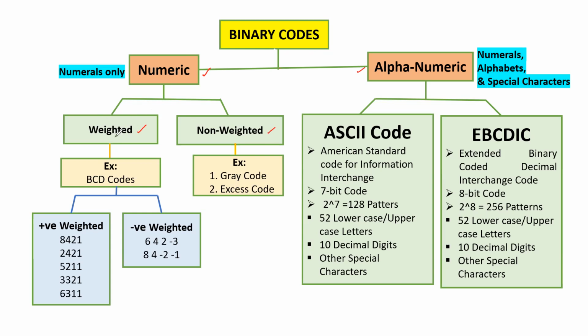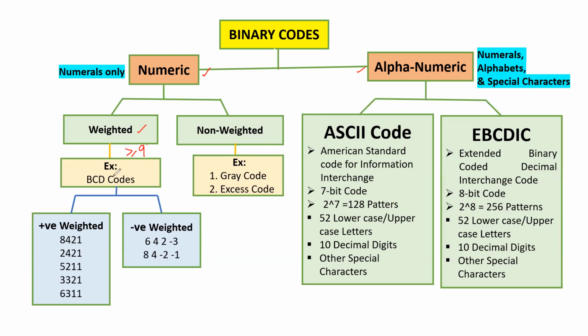Weighted code means the position of a number specifies the weight. That means the number can be represented with the help of the weight, and it is called a weighted code. Whereas non-weighted code means the position of a number doesn't depend on the weight. Weighted code is also defined as a code where the sum of the weights should be greater than or equal to 9. Non-weighted means the positions of the number don't depend on the weights.